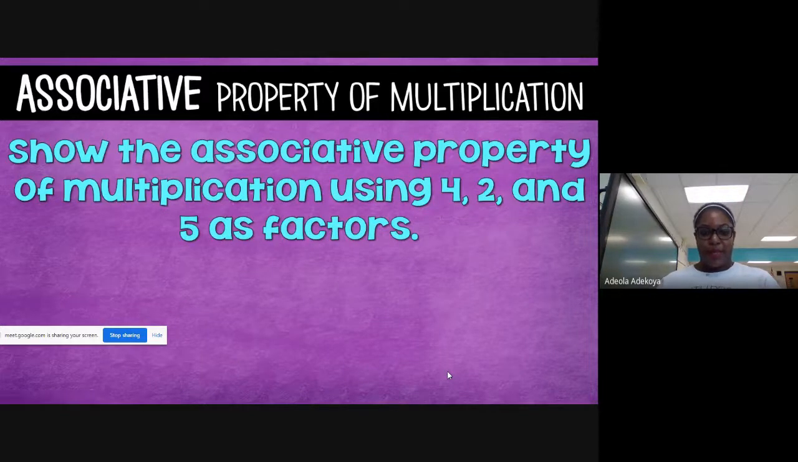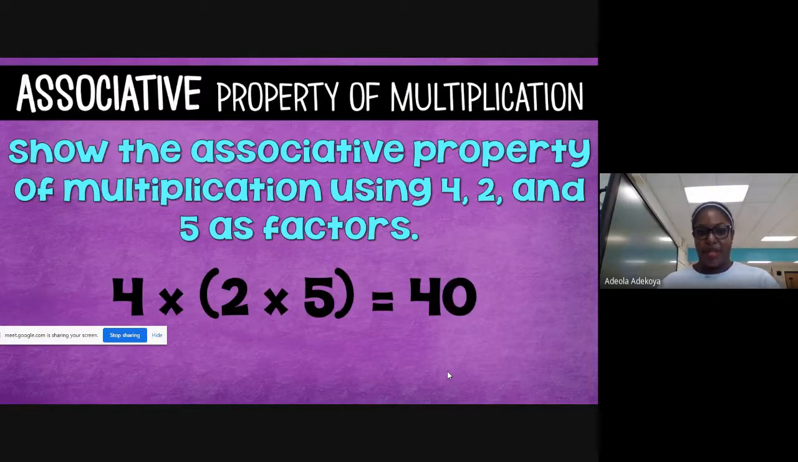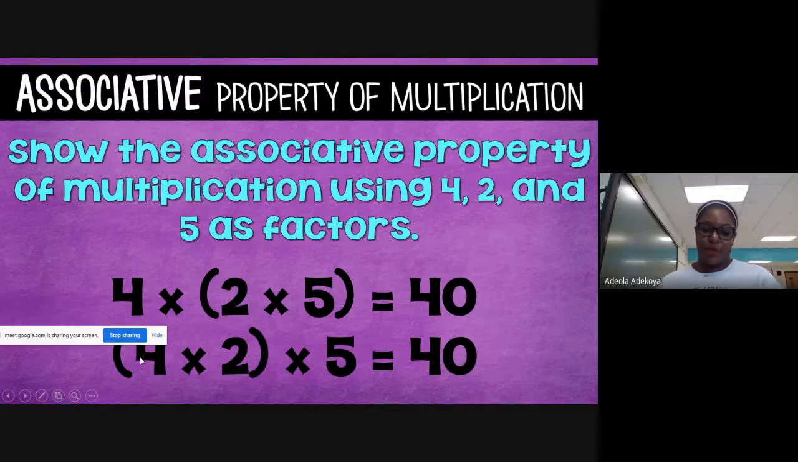And in another example, show the associative property of multiplication using 4, 2, and 5. Remember how we group them does not matter. The product will always remain the same. So we've got here, starting with a parenthesis first, 2 times 5 is 10, times 4 is 40. Remember, and you're going to notice this 2 is associating with 5 right now. And watch 2 now associating with 4. So 4 times 2 is 8, times 5 is 40.